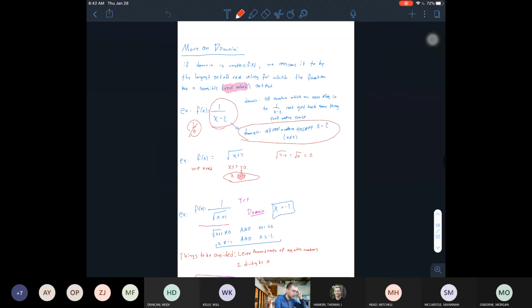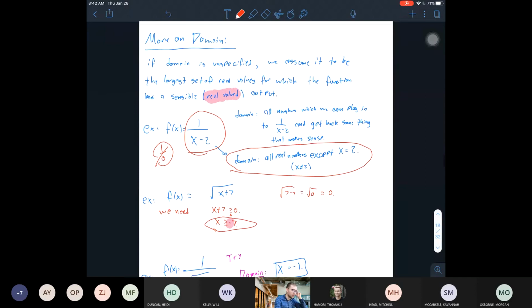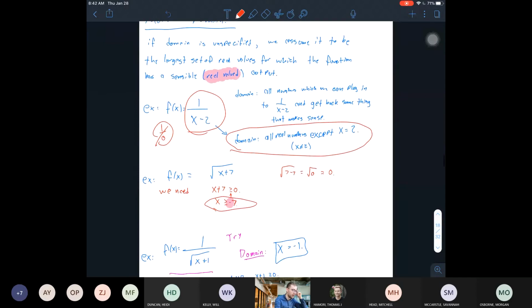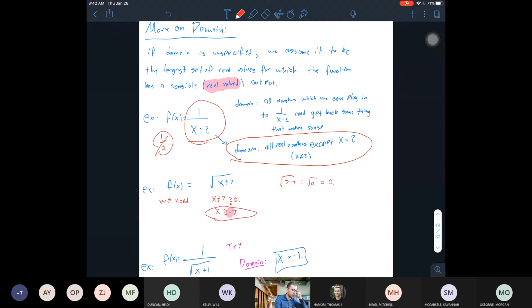We talked about how to find the domain of a function when we're just given the function rule and we're not necessarily given a collection of points where we can find all of the x values of those points, and that would be the domain. We have to take the rule and just assume the domain to be the largest set of real values for which the function has a sensible output.